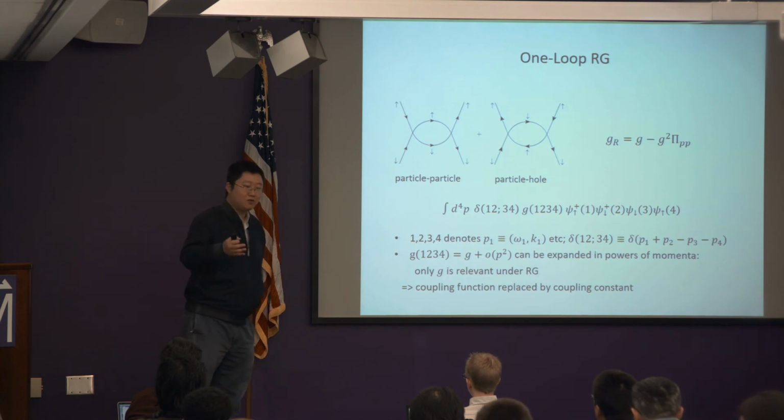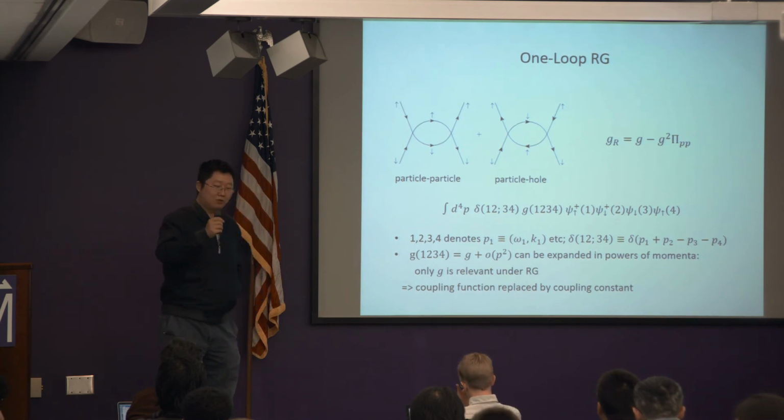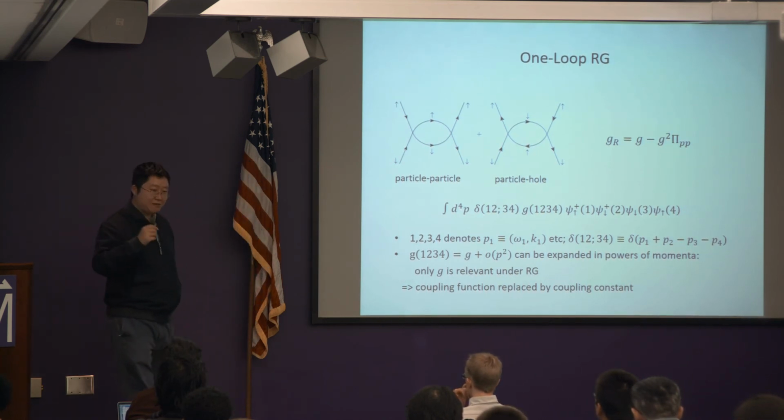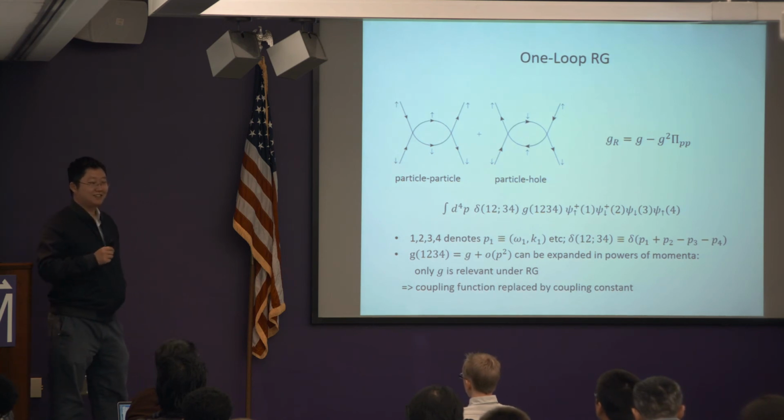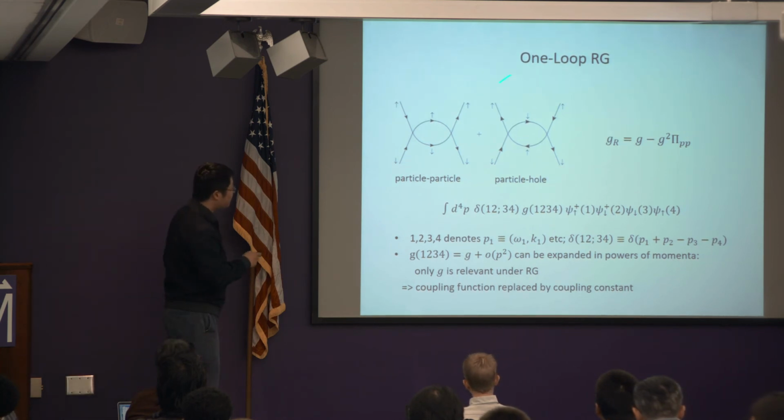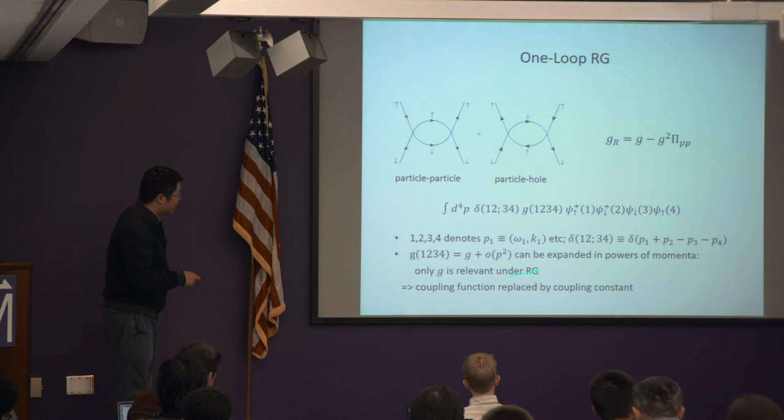But if you go beyond one loop, we expect it will be generated. But we always need to tune a parameter so that we are at this point. So yeah, I'm running a little bit late.